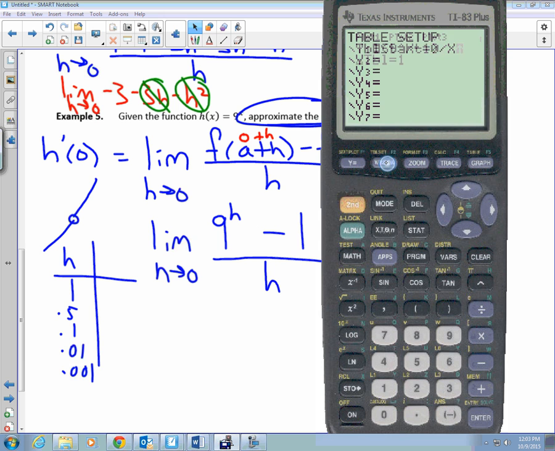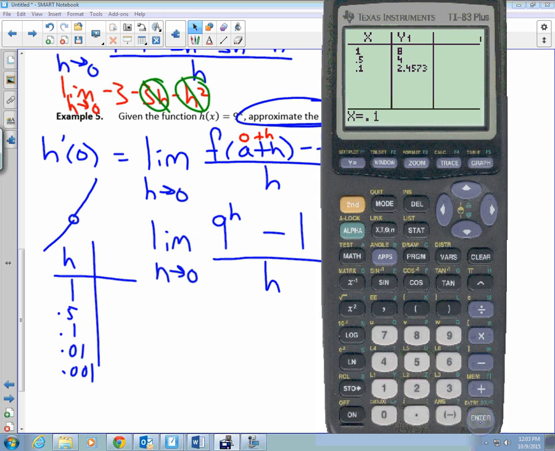I am going to go to my table. I have to turn mine because mine always resets. Go back to my table, and I'm now going to type in my values. 1, 0.5, 0.1. I'm going to allow the h value to approach 0. And when I do that, you can see that I think that approximately 2.2 is a very good estimate. What do you think? Yes. So the slope is approximately 2.20.